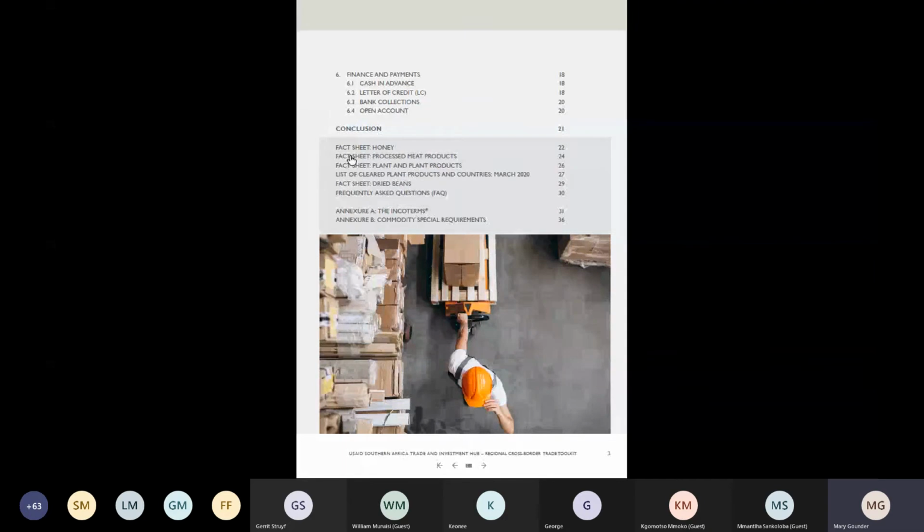And at the end of the document, you've got fact sheets on honey, processed meat products, plant and plant products, and a list of cleared plant products and countries from March 2020. The fact sheet on dried beans and FAQs, frequently asked questions that we've had during our sessions with some of the countries and from the actual surveys that were completed. The annexure, the first annexure is the Incoterms, where we've gone through the Incoterms for 2010 and 2020, and I'll show you how to use that, as well as the commodity special requirements.